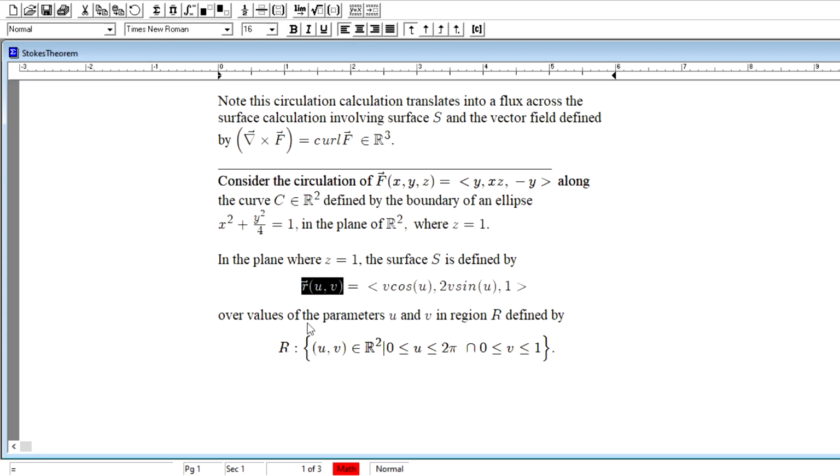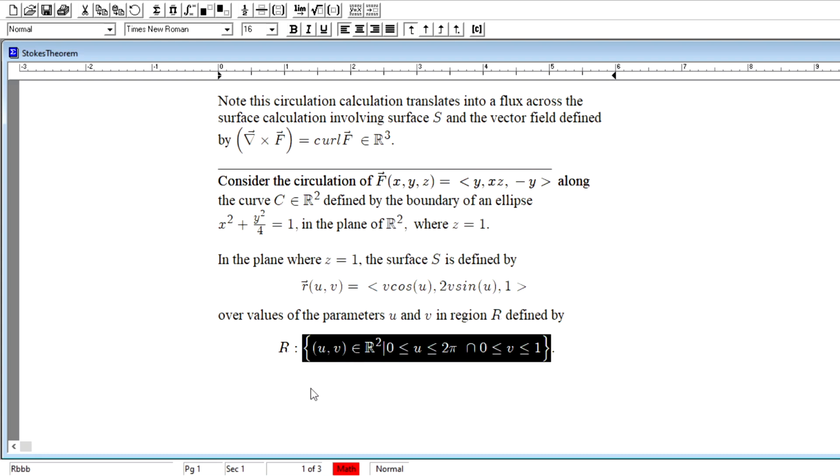In terms of a parametric description of that surface, you will notice when z equals 1, the z component in this parametric description would be equivalent to 1, whereas our values of x and y can be expressed describing this elliptical shape if we use v cosine of u to describe our values of x and 2v sine of u to describe our values of y, where u and v occur over values for u from 0 to 2 pi in our two-dimensional space, and values of v from 0 to 1.